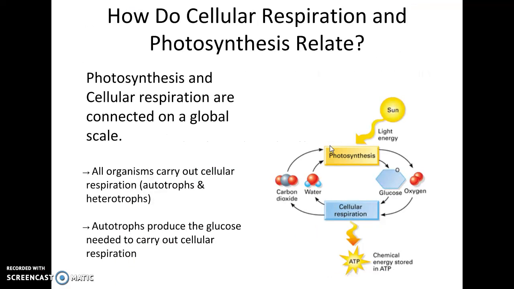Okay, now the very last thing here is that cellular respiration and photosynthesis are interdependent. One of them is required for the other one. So here you'll notice that for photosynthesis, the reactants are carbon dioxide and water, and then the products are glucose and oxygen. Well, the products of photosynthesis are what are required to carry out cellular respiration. Glucose and oxygen are the reactants of cellular respiration, and then the products of cellular respiration, carbon dioxide and water, just happen to be the reactants of photosynthesis.